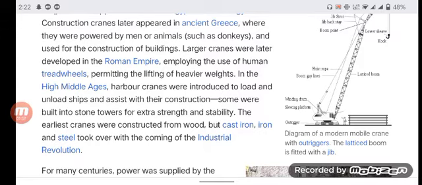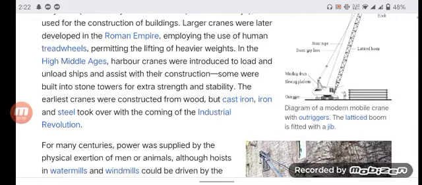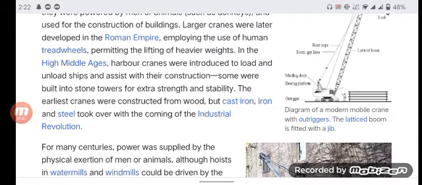Large cranes were later developed in the Roman Empire, employing the use of human treadwheels, permitting the lifting of heavier weights. In the High Middle Ages, harbor cranes were introduced to load and unload ships and assist with their construction. Some were built into stone towers for extra strength and stability.